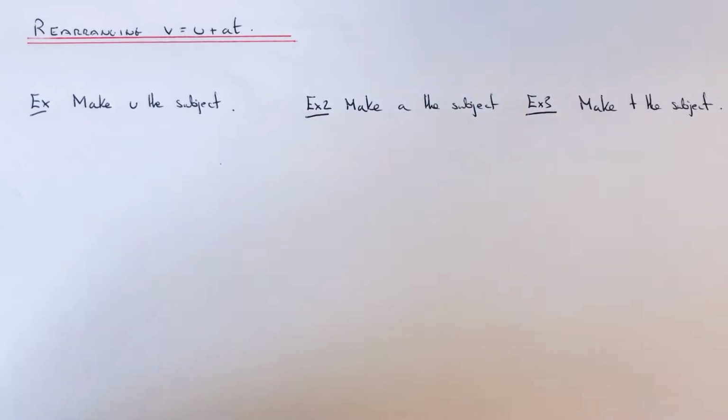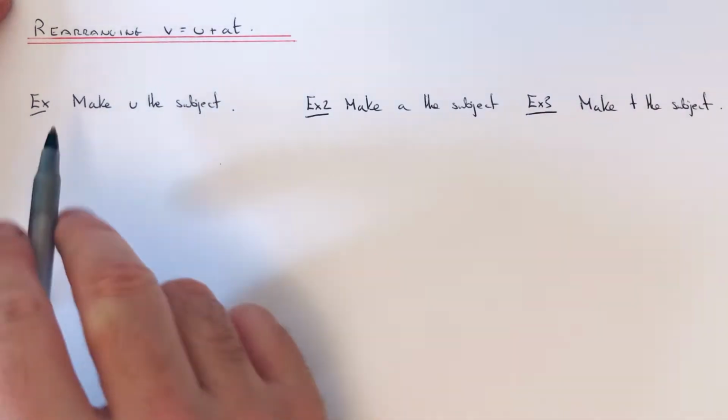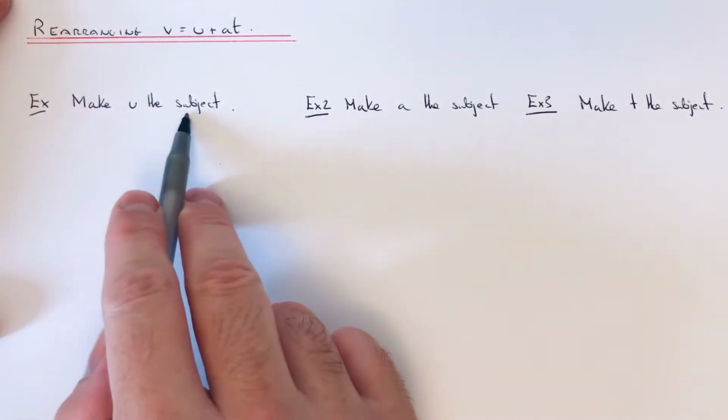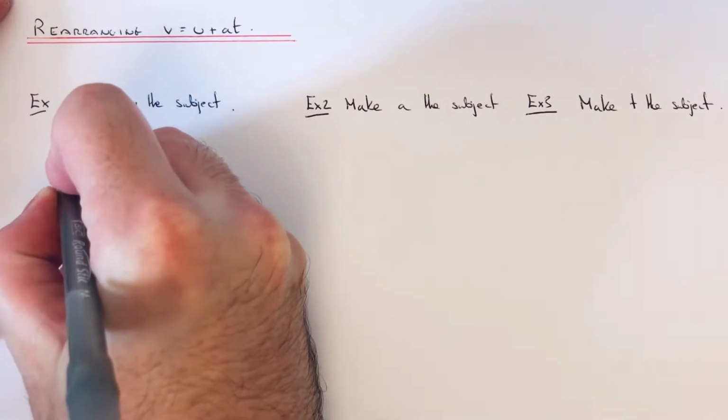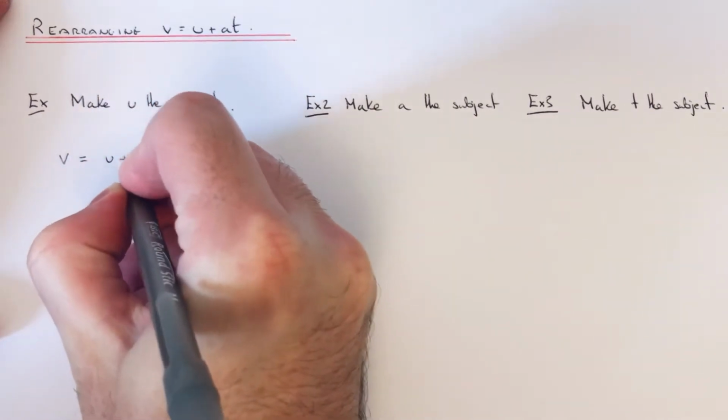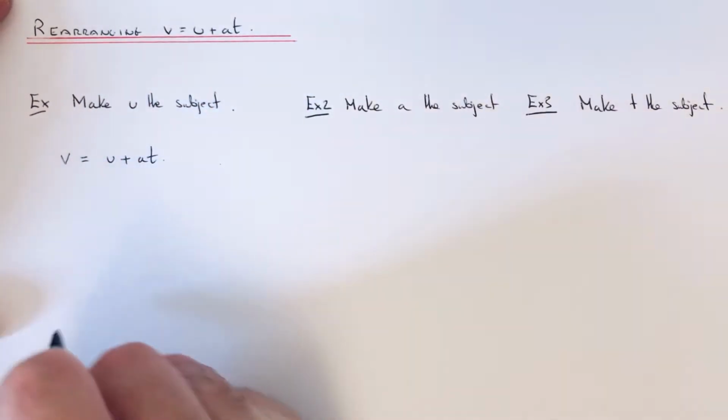Today I'm going to show you how to rearrange the formula V equals U plus AT. So the first question then is to make U the subject of the formula. So if I just copy down the formula first of all.